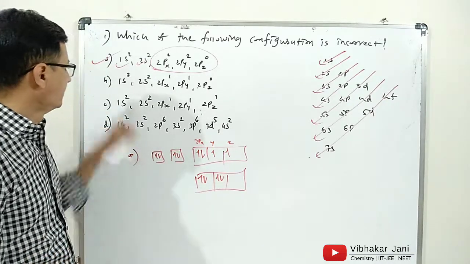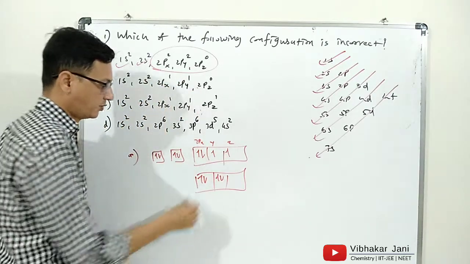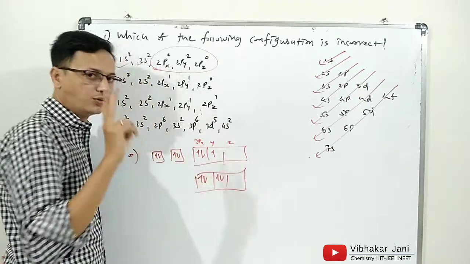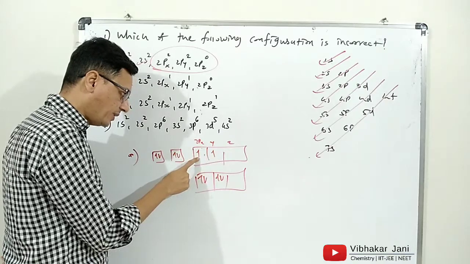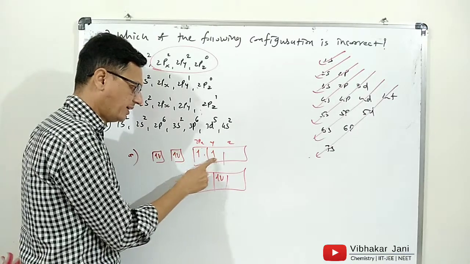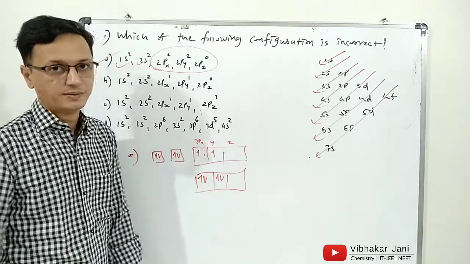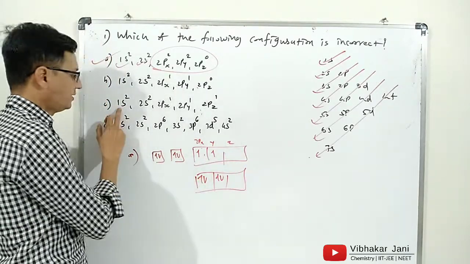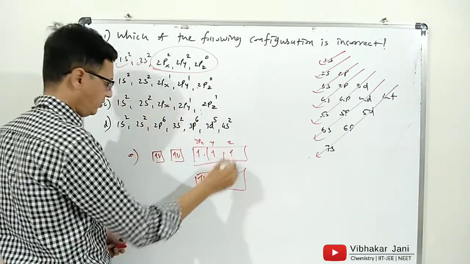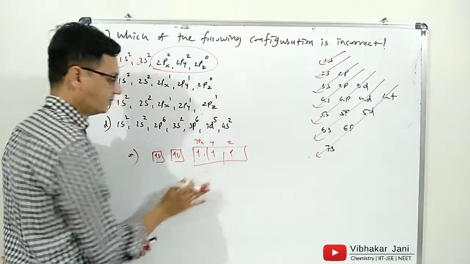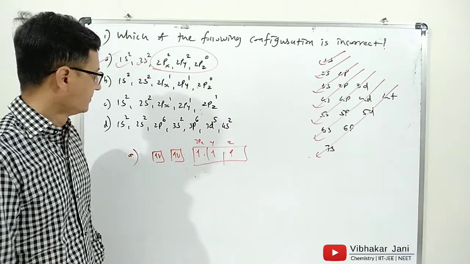Now let us check 1s2, 2s2, 2px1, 2py1, 2pz0. It is possible: if we have only 2 electrons in the p orbital, then 1 electron will be in 2px, 1 electron in 2py and 1 orbital will be empty. This is the electronic configuration of carbon. Now 1s2, 2s2, 2px1, 2py1, 2pz1. That can also be possible. It is also true. It is the electronic configuration of nitrogen.